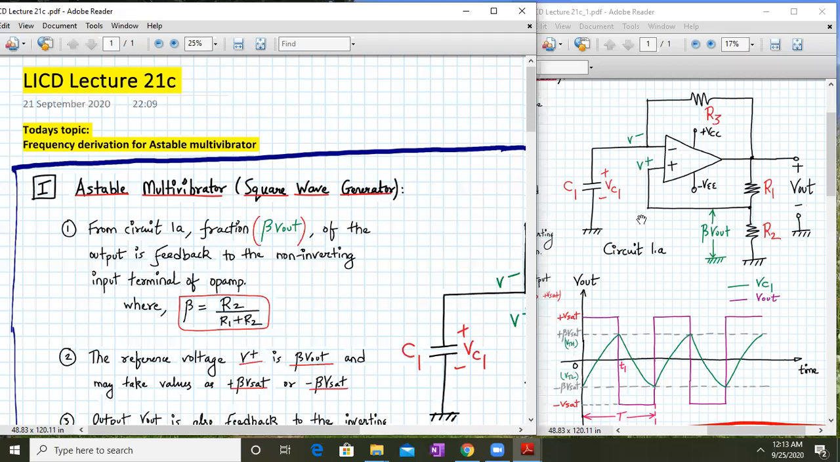So we have a positive feedback connected via a resistor voltage divider network R1 and R2. The voltage across R2 is beta times V out, where beta is given by R2 upon R1 plus R2. And the negative feedback part is connected via resistor R3, and we have a capacitor C1 connected to the inverting terminal of the op amp, and we have marked these as V minus and V plus. The voltage across the capacitor is VC1. Okay, so let us start now.